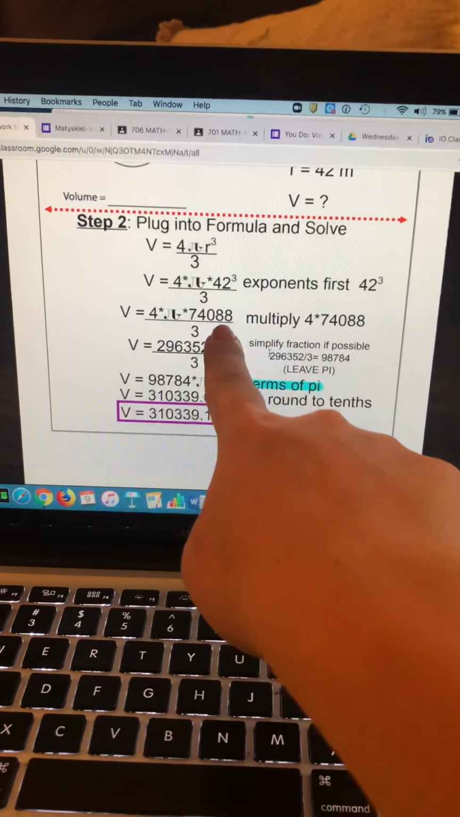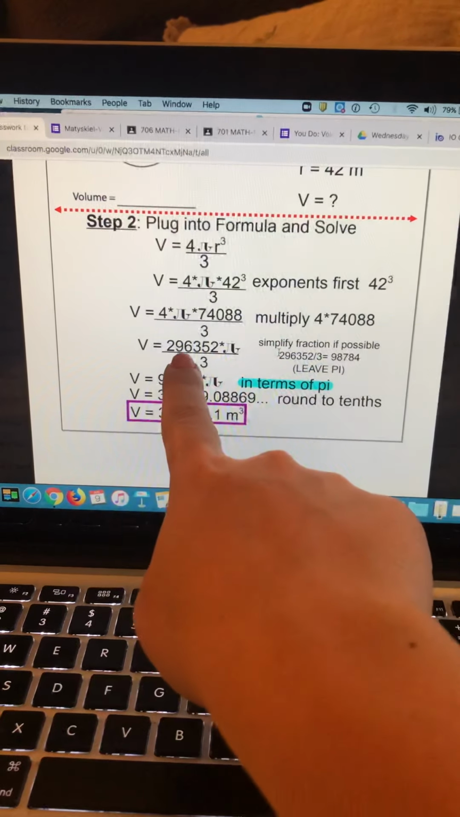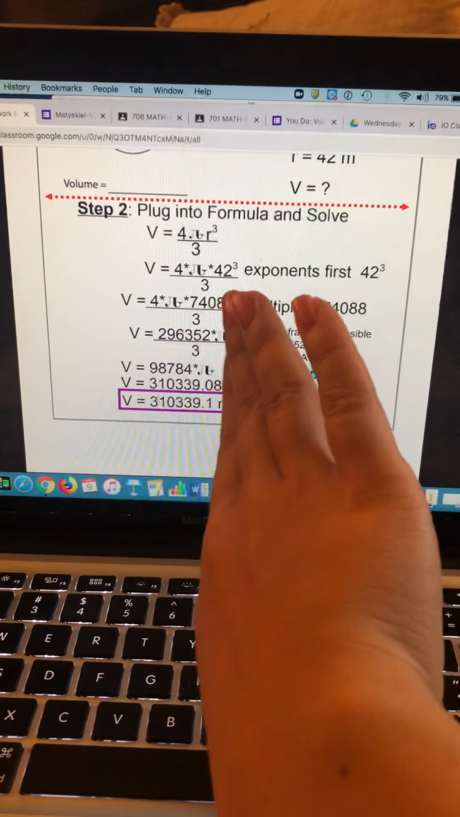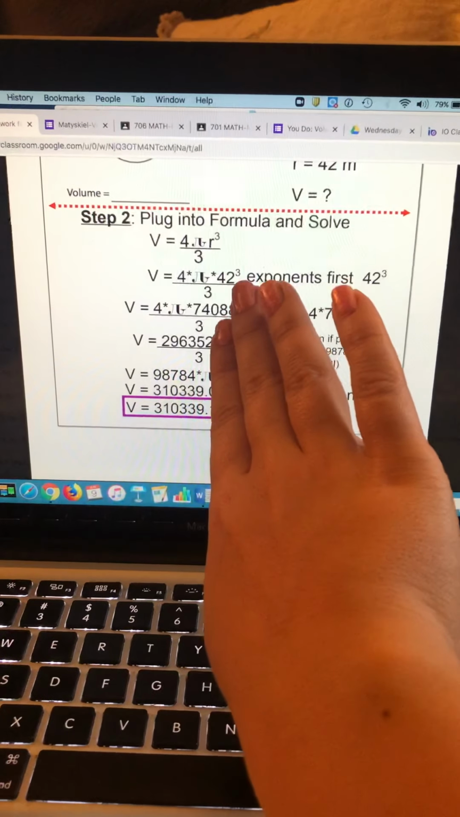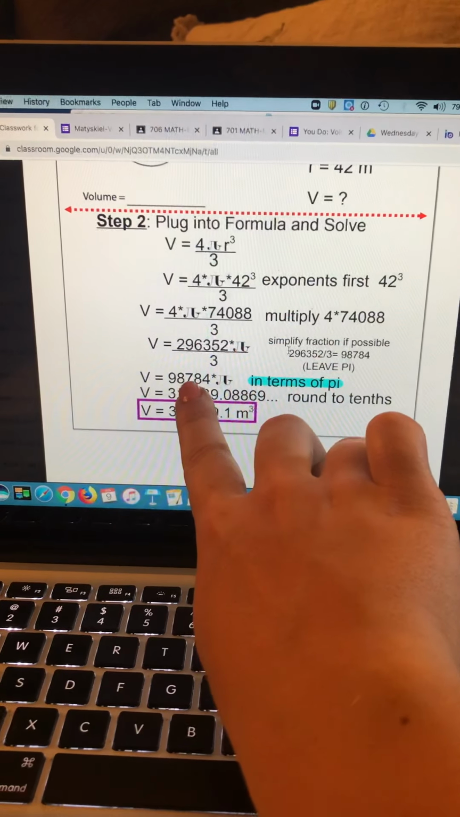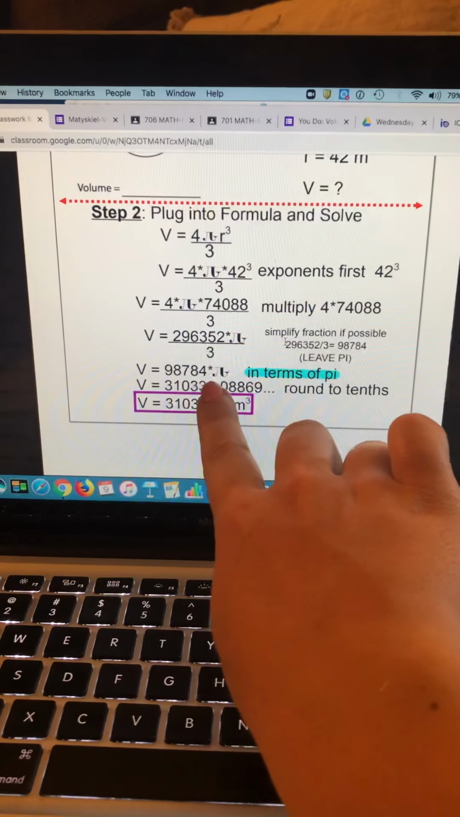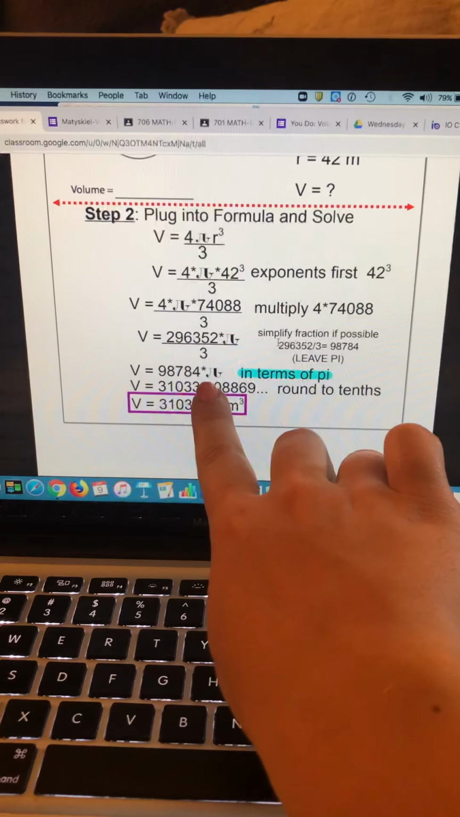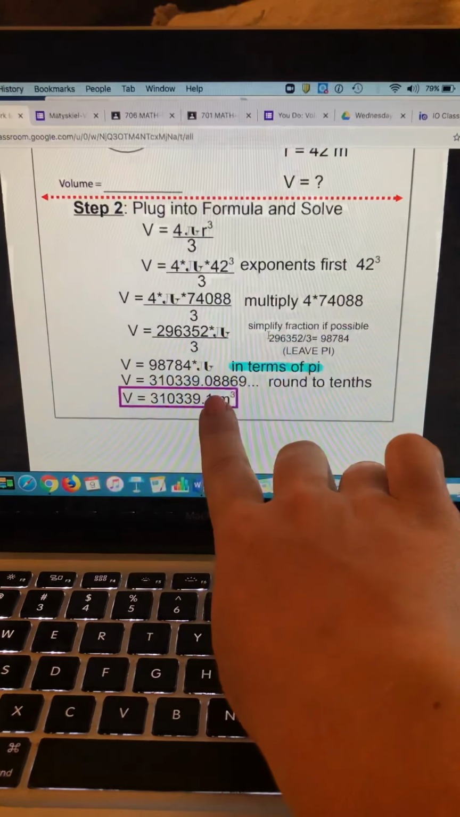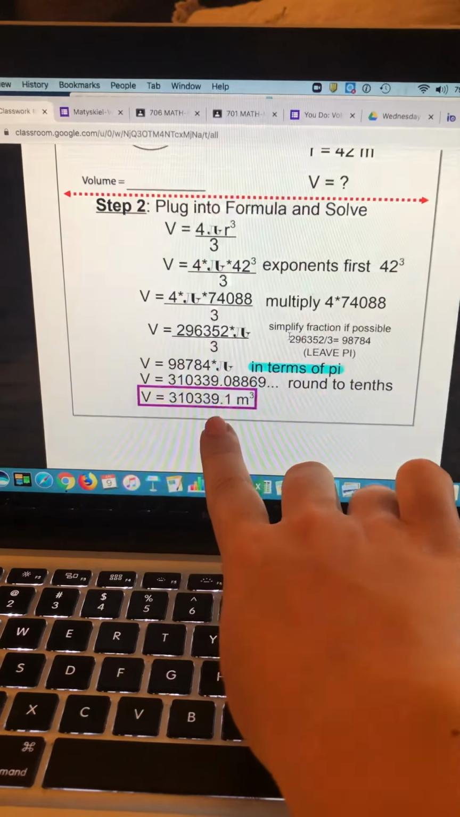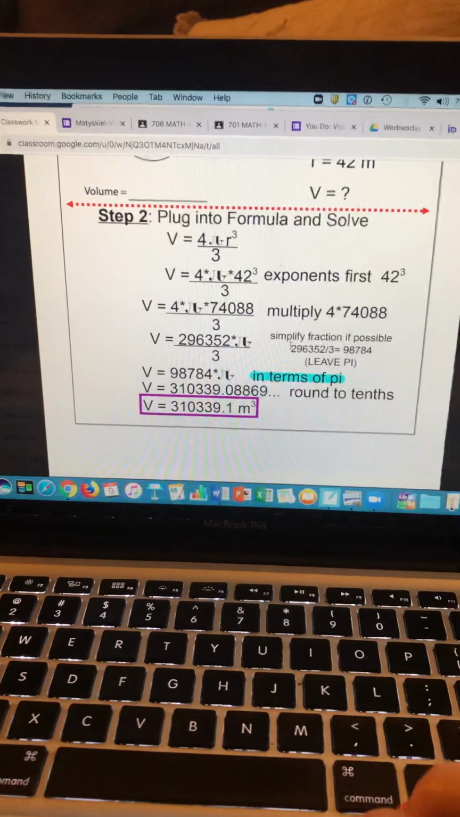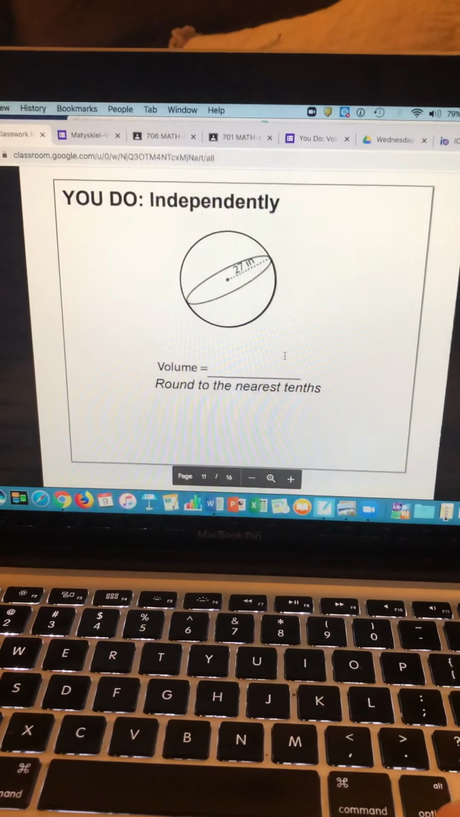You then multiply the numerical factors in your numerator, and you would get this product here, 296,352 times pi. Then you're going to pretend pi is not there and simplify your fraction if possible, which we can. The quotient of those two numbers is 98,784 times pi. This is your answer in terms of pi, but we are looking for it to be rounded to the nearest tenth. So we get this as our product. Round to the nearest tenth, the 0 would bounce up 1 because that 8. So our final answer would be 310,339.1 meters cubed.